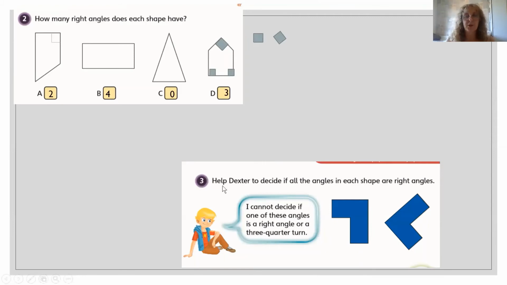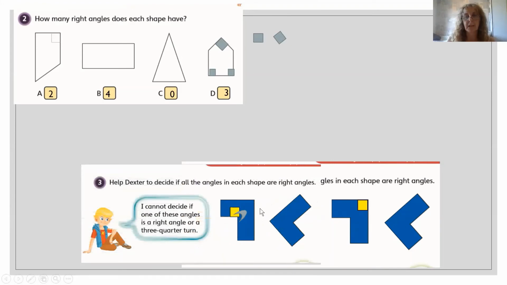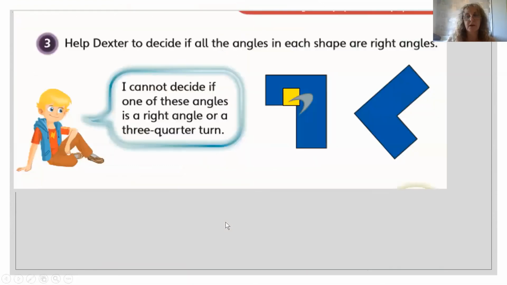Let's look at the third part then. Help Dexter to decide if all the angles in this shape are right angles. Well, I think they are. I think that one is, that one, that, oh, hold on though, let's have a look. No, that one is, but what about this one? Let's have a look what it looks like here. Can we see? It's not a right angle, it's far too big. We'd have to go all the way from there, all the way round. Let's look at it again, then you can see clearer. Yeah, that is definitely bigger than a right angle.